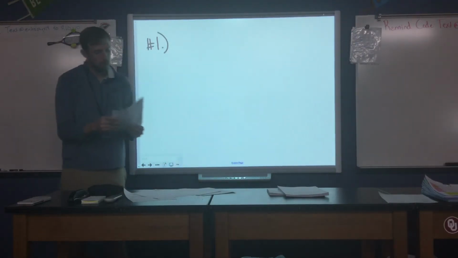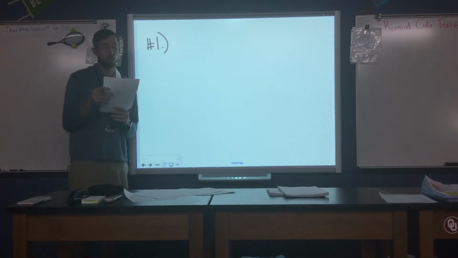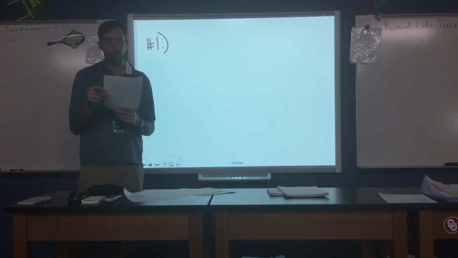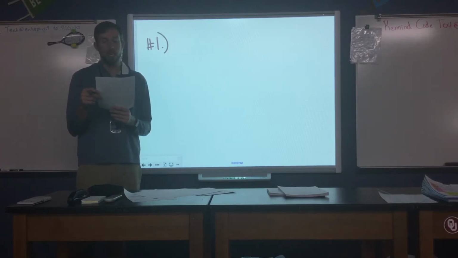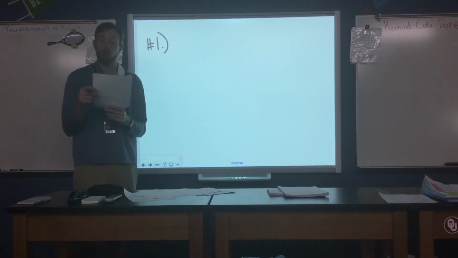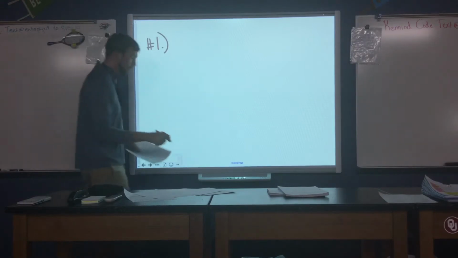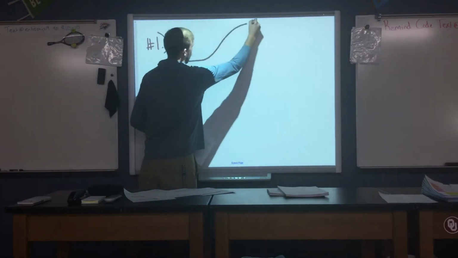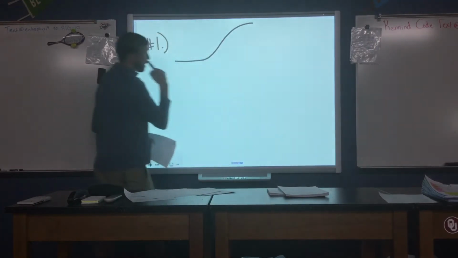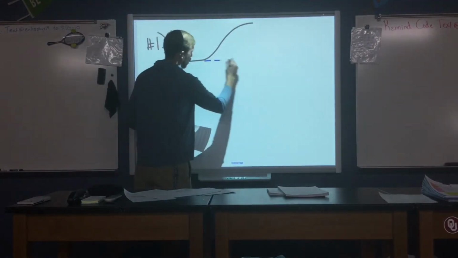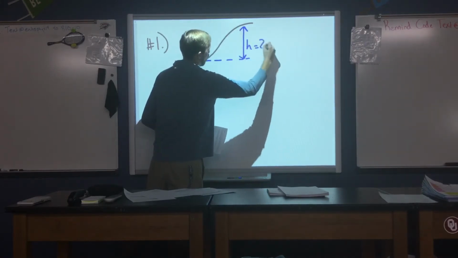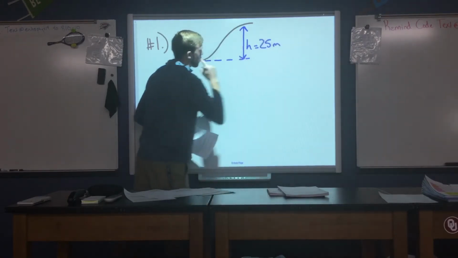Problem number 1 says this: a roller coaster has an initial hill 25 meters tall. A chain pulls the cars to the top of this hill. How much work has the chain done to raise a car with a mass of 600 kilograms to the top of this hill? So we've got something like a hill here, and we're asked to find out how much work is done to raise the car up this 25 meters.